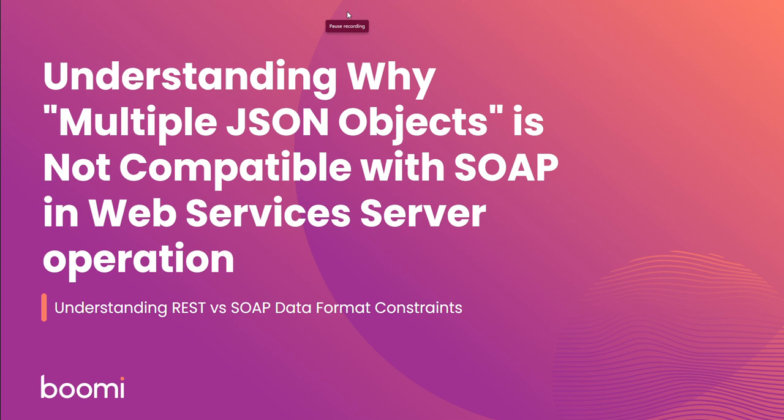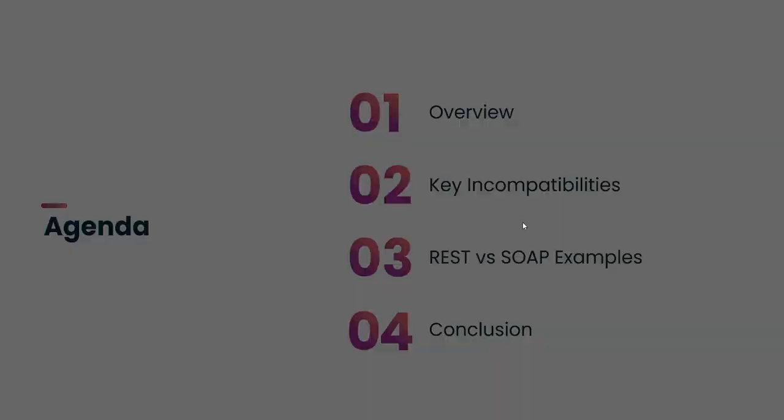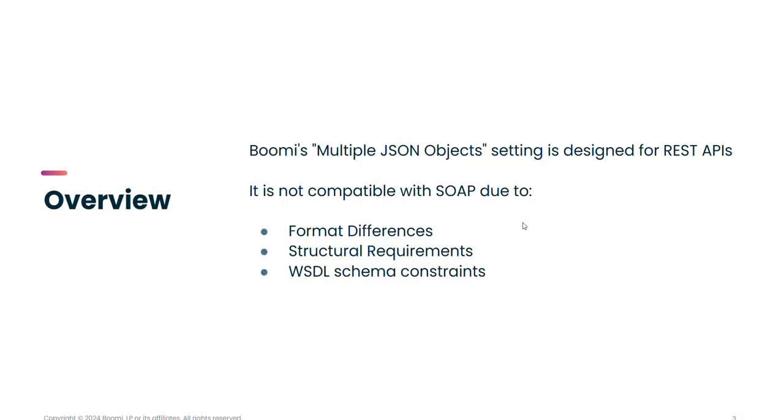Hello everyone, let's understand why multiple JSON objects is not supported for the SOAP URL in web services server component. So Boomi's multiple JSON objects setting under the web services server operation component is supported only for the REST APIs, not for the SOAP, due to the format differences, structural requirements, and WSDL schema constraints.